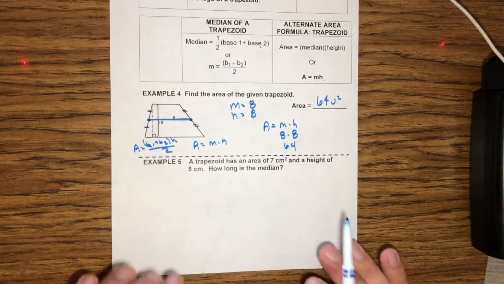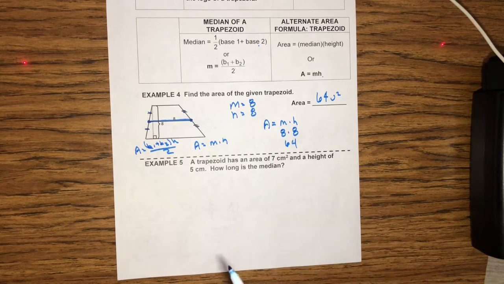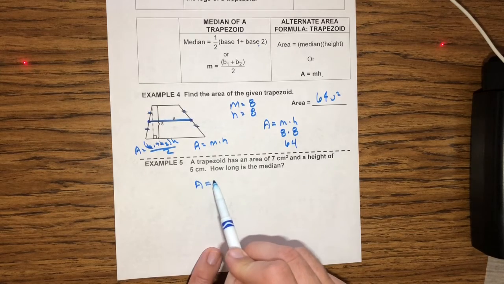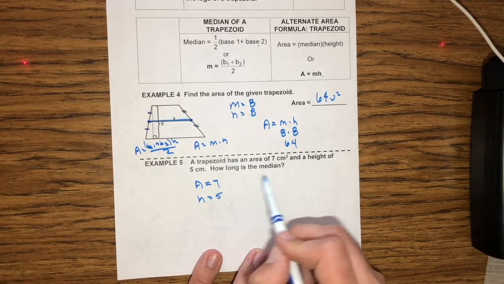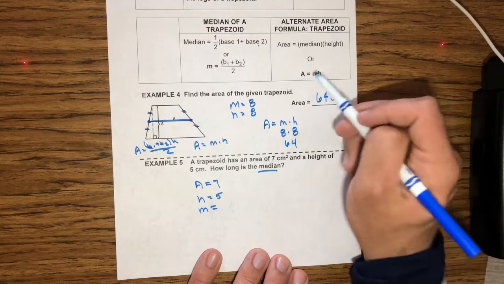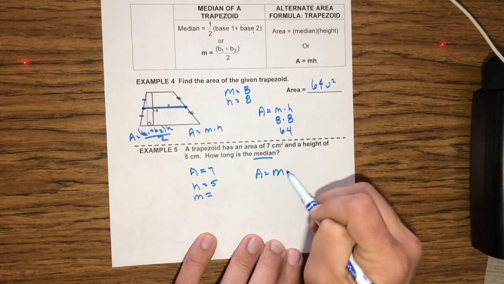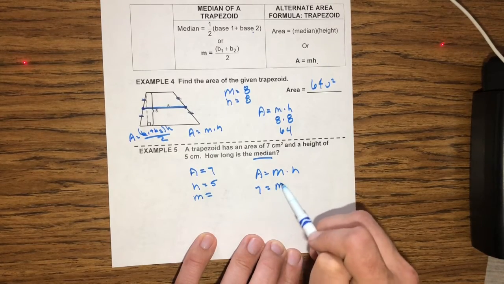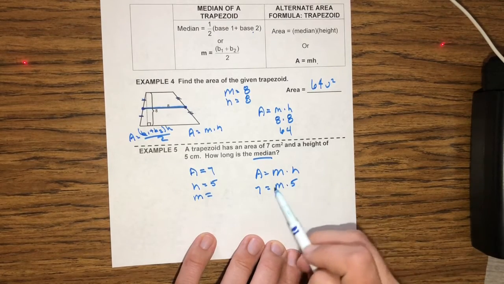And then our last example here. Word problems tend to give us issues, but let the problem just set it up itself. A trapezoid has an area. They're telling you it has an area of 7 and a height of 5. What's the median? So they don't want to know what the bases are. They just want to know what the median is. So use that formula that we talked about right here. Area equals median times height. Plug in what you know. Area is 7. Median we don't know, so we leave it as m. Height is 5.